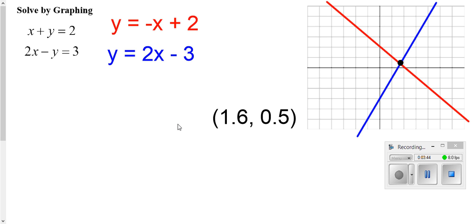So sometimes when you're graphing, you can find exact answers. Other times you can only approximate it. So graphing gives you a nice visual of what's going on, but only sometimes allows you to get exact answers. Other times you approximate.